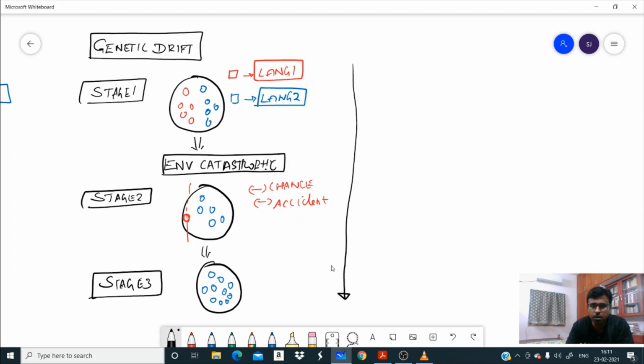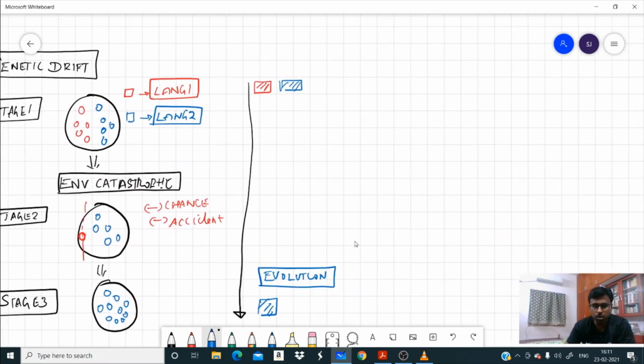Change in allele frequency happened from a red color gene, or you should say equal frequency was there. Red and blue were in equal amount. But now, because of chance and environmental destruction, the blue gene has predominated. This is a change in allele frequency, and evolution is the change in genetic or allelic frequency. And this is the difference between natural selection and genetic drift. And this is what you have to write now.